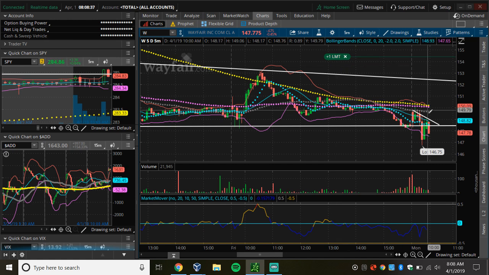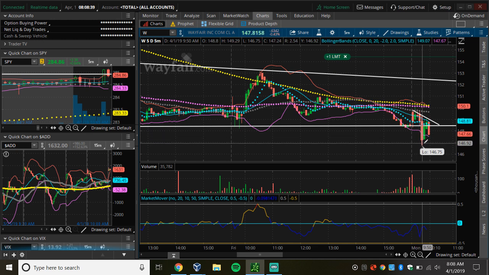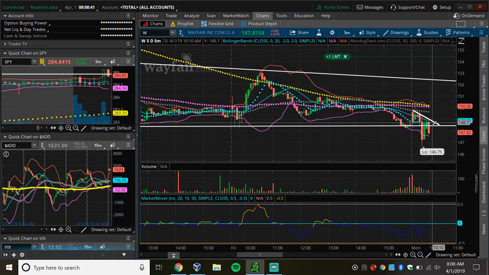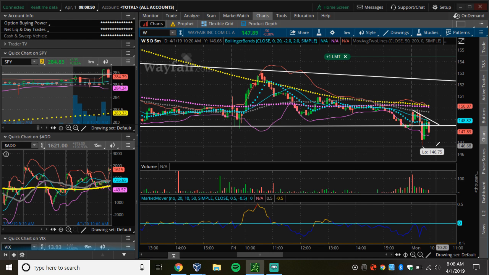$147.70. Look at that. So we bounced lower, retested, bounced lower again. So we want to see another low come in. We want to see another 146 level come in.